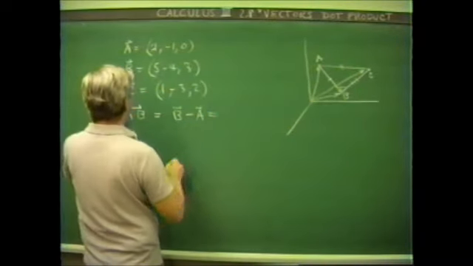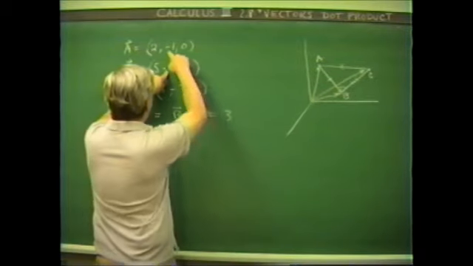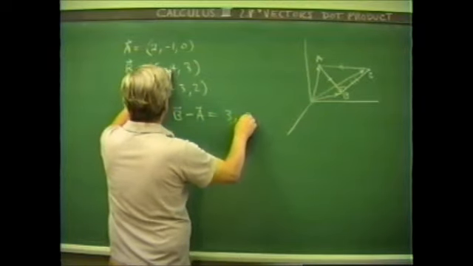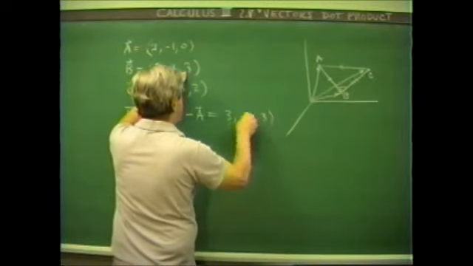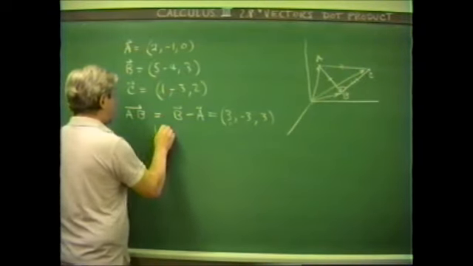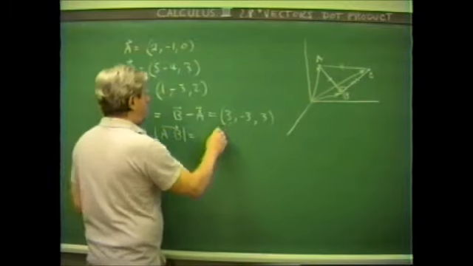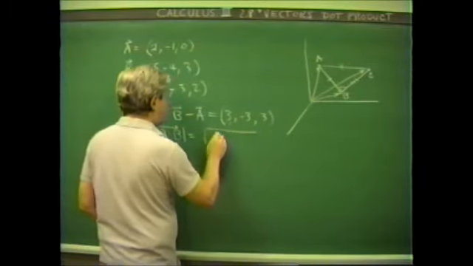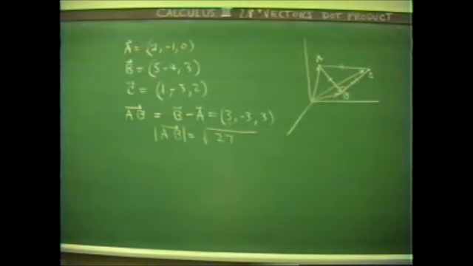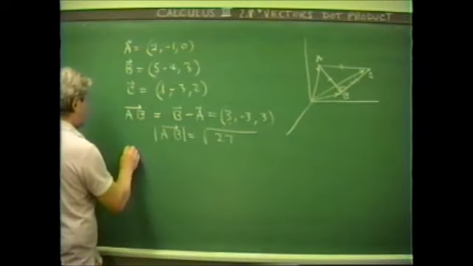And so this is going to be equal to 3 by minus 2 minus 4 minus a minus 1 is going to be minus 3, and 3 minus 0 is going to be 3. So from that I get the magnitude of AB is going to be square root of 3 squared plus 3 squared plus 3 squared, or square root of 27. Right.